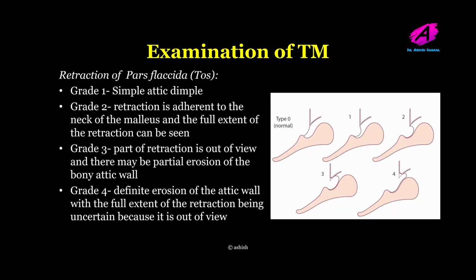On examination of the pars flaccida, you may see retraction of the pars flaccida. The retraction is graded by TOS into 4 grades. Grade 1 is a simple attic dimpling. In grade 2, the retraction is adherent to the neck of the malleus and the full extent of the retraction can be seen. In grade 3, part of the retraction is out of view and there may be partial erosion of the bony outer attic wall known as the scutum. In grade 4, there is definite erosion of the attic wall with the full extent of the retraction being uncertain because it is out of view. So these are the 4 grades of retraction of pars flaccida.